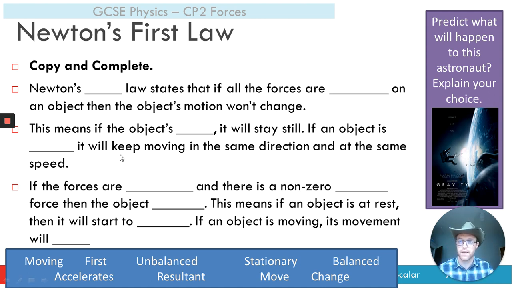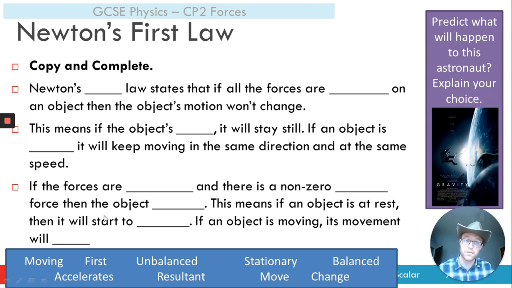Let's have a go. Okay, copy and complete. Your answers should be: Newton's first law states that if all forces are balanced on an object, then the object's motion won't change. This means if the object's stationary, it will stay still. If an object is moving, it will keep moving in the same direction and at the same speed, i.e. same velocity. If the forces are unbalanced and there is a non-zero resultant force, then the object accelerates.